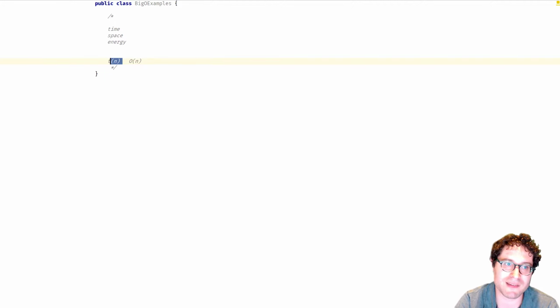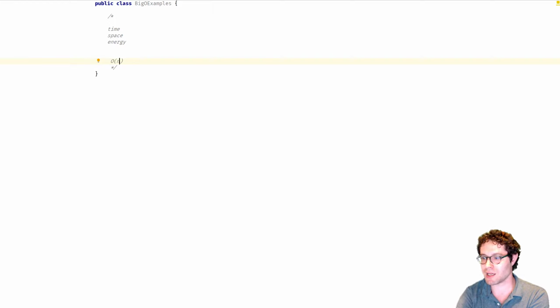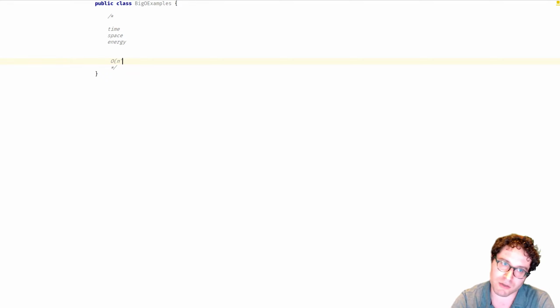And what O of n sets up is that if this algorithm has O of n time, then it is going to have a linear relationship. This is big O notation. It can also be O of n squared. It can also be constant time. There are a lot more, but we're going to be learning about those three.